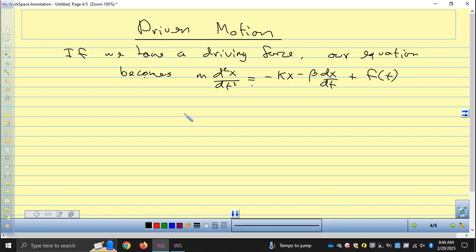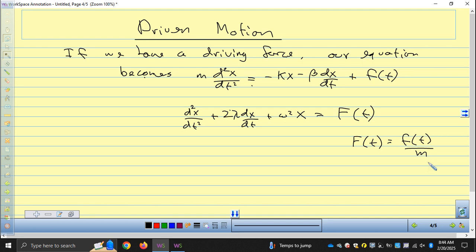So we can rewrite this. I'm going to divide, like we did before, by the mass, and put all the functions of x on one side of the equation: d²x/dt² plus 2 lambda dx/dt plus omega squared x equals capital F of t, where 2 lambda is beta over m, omega squared is k over m, and capital F of t is little f over m.